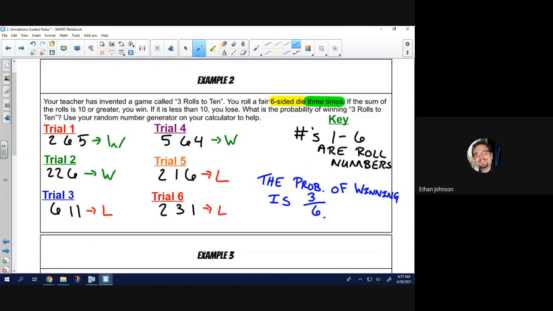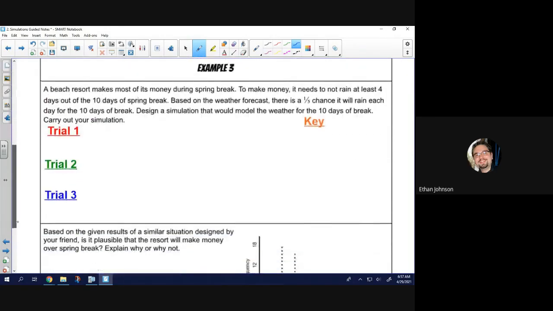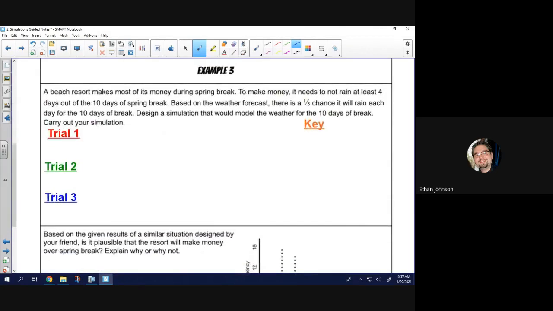Let's look at example 3. Example 3 is a 2-part. It says a beach resort makes most of its money during spring break. To make money, it needs to not rain at least 4 days out of the 10 days. Based on the weather forecast, there is a 1 out of 5 chance that it will rain each day for the 10 days of break. Design a simulation that would model the weather for 10 days of break.